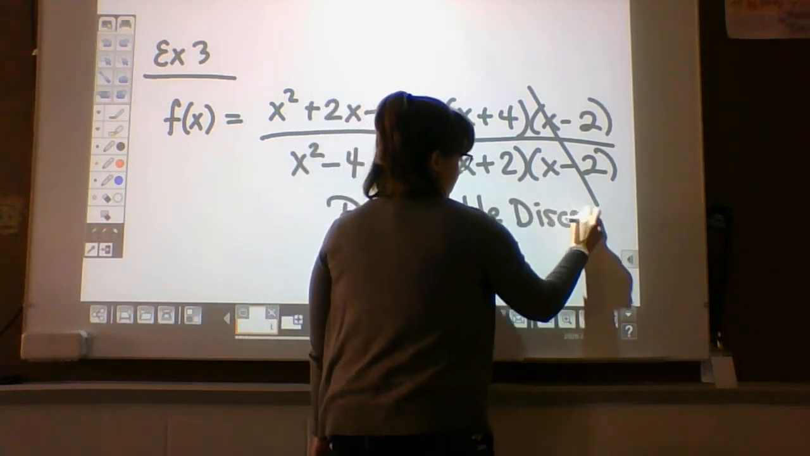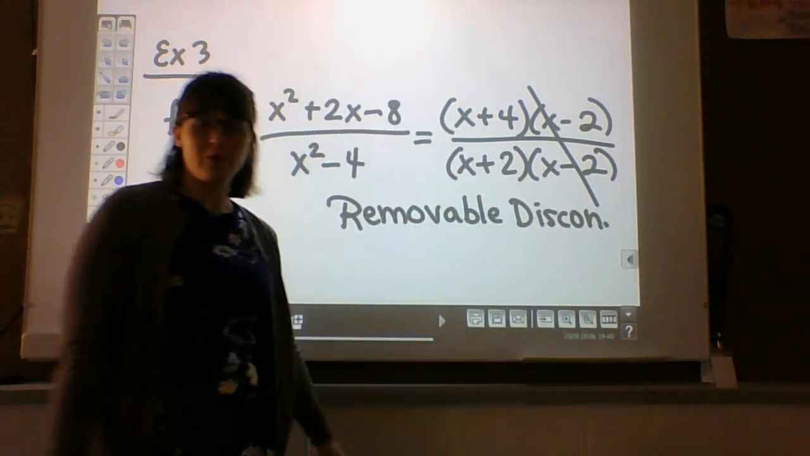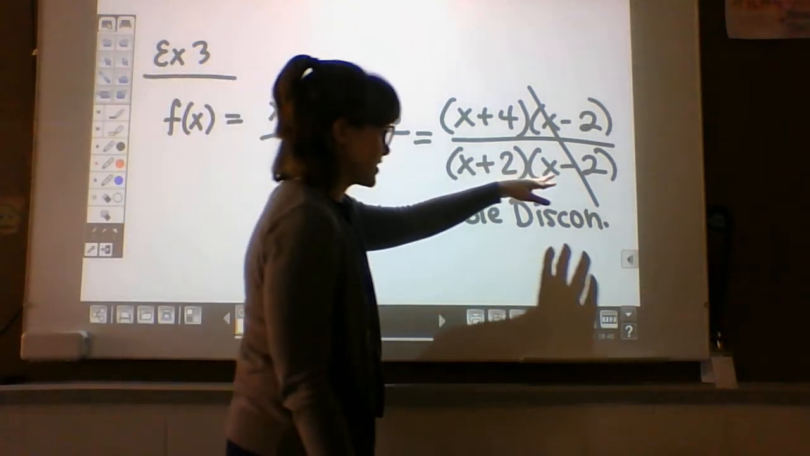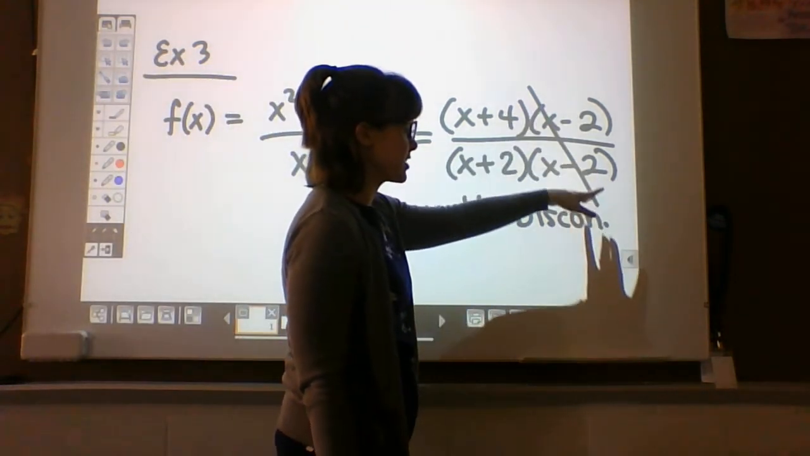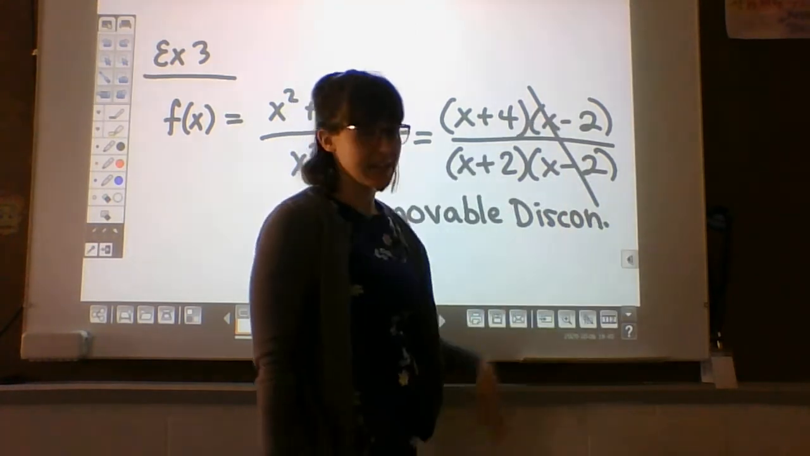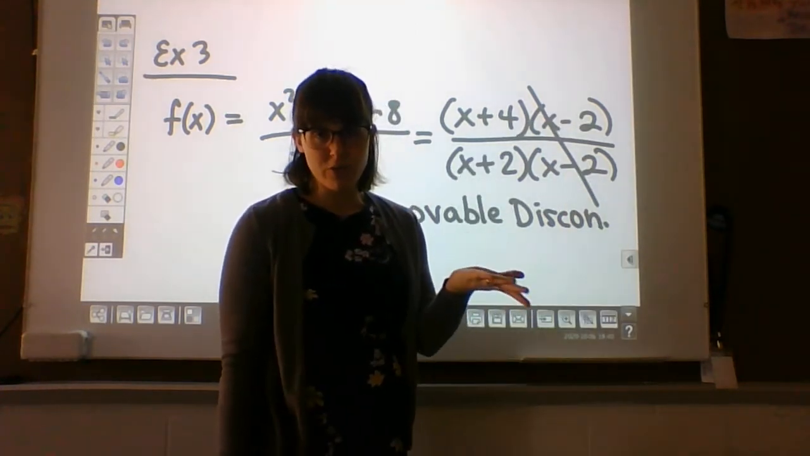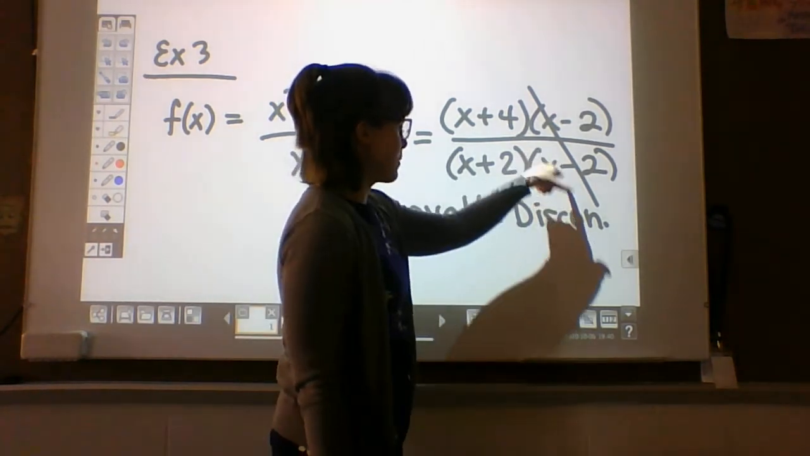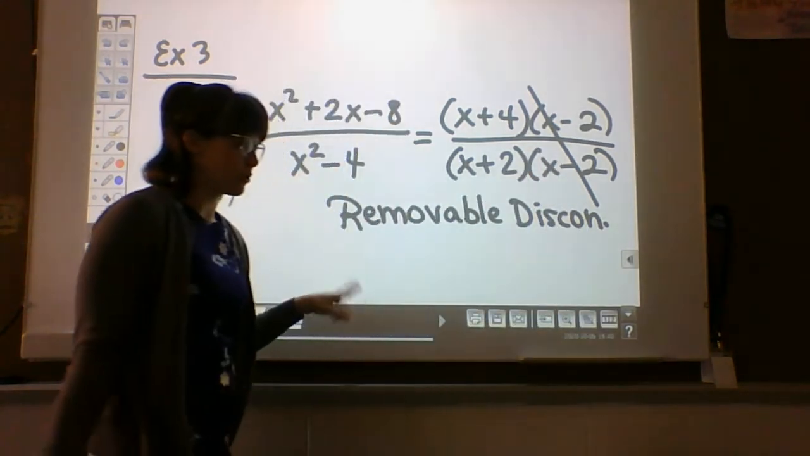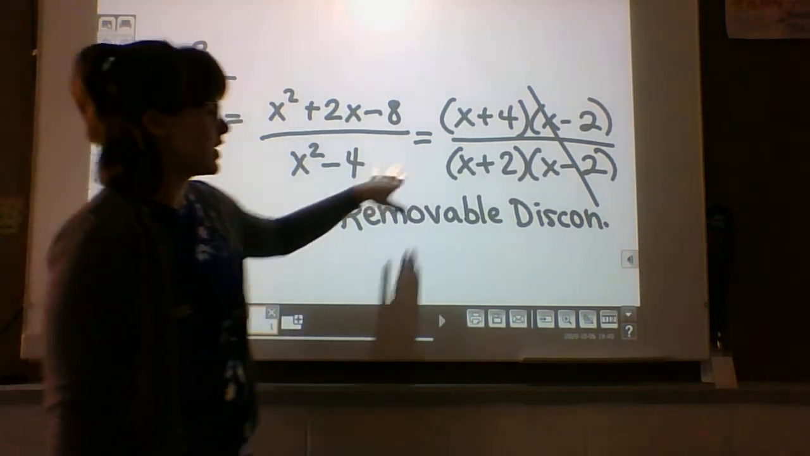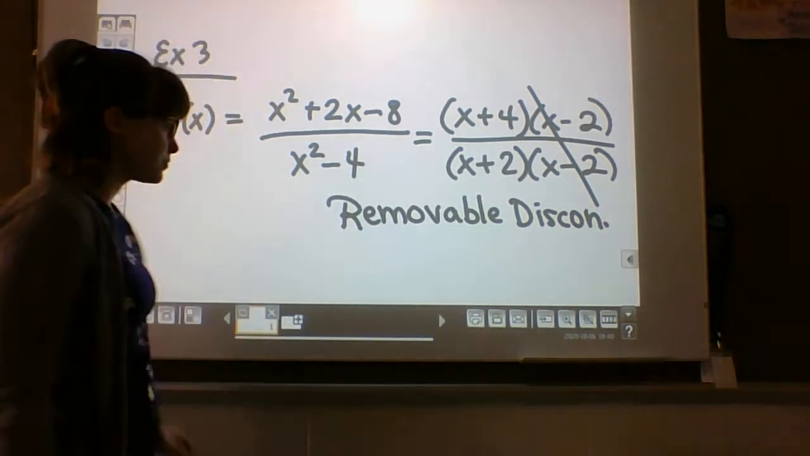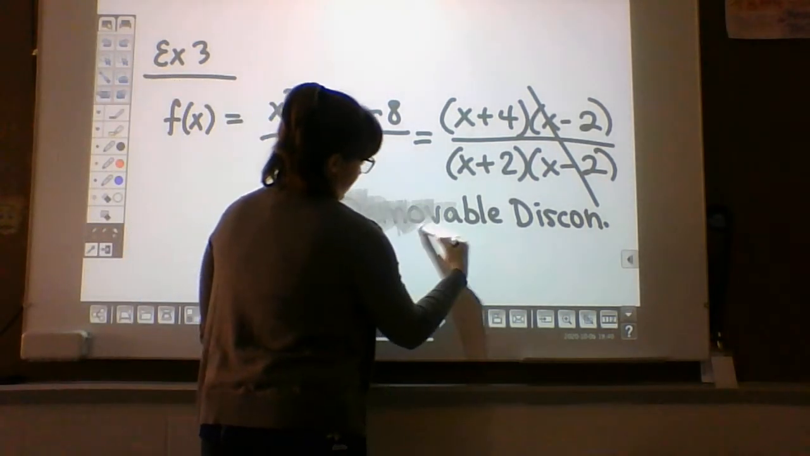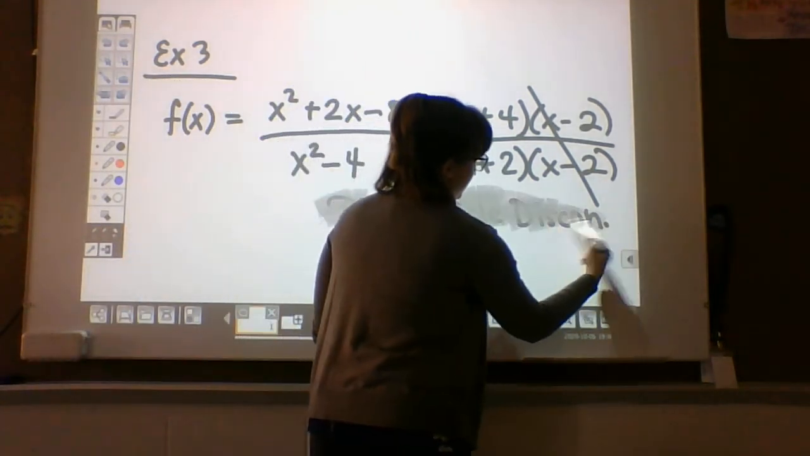There's not enough space there to write it. Removable discontinuity. What that means is the graph has a hole there, but because we can factor and eliminate the common factors, it is removed and it does not create the vertical asymptote there. So since it's removed, it's not going to create a vertical asymptote there, but I still have x plus 2 on the bottom. So now I'm going to set x plus 2 equal to 0, and we're going to solve it.